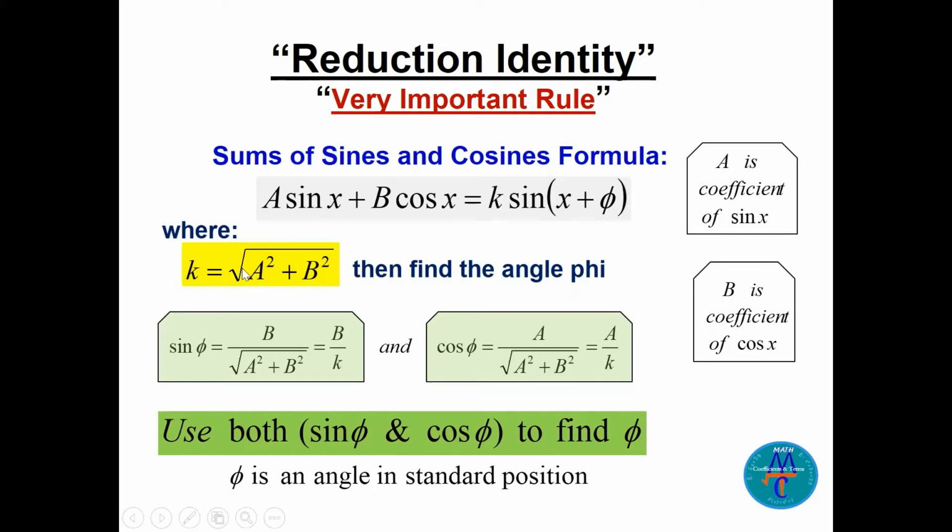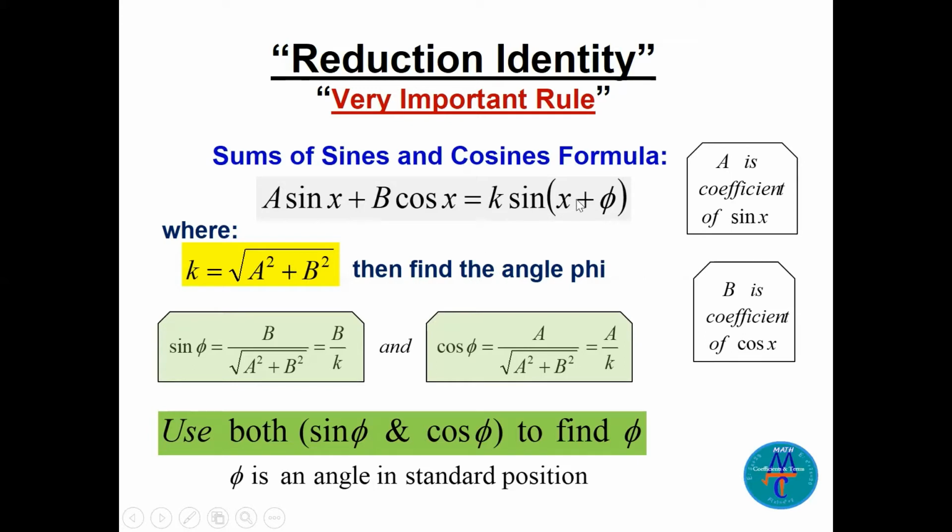K will be the square root of a squared plus b squared. That's a constant, it's a number. So a is the coefficient of the sine. Even if you have the cosine at the beginning here, b is still the coefficient of the cosine, and a is the coefficient of the sine.